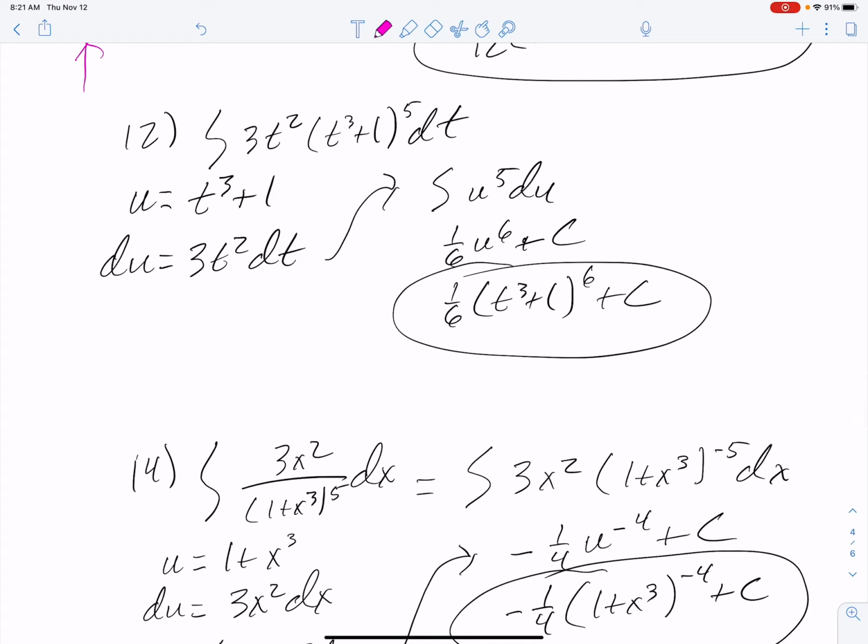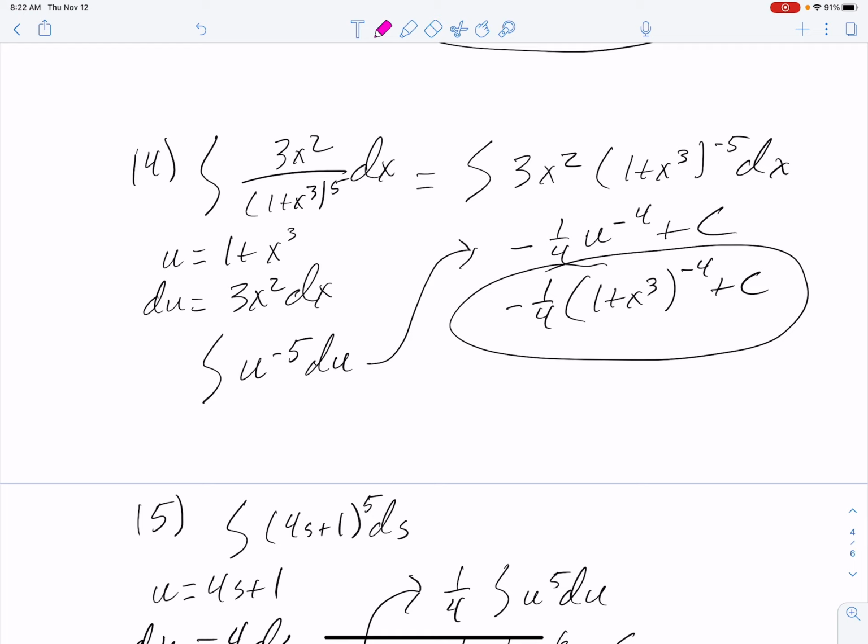12, just trying to remind you that you don't always have to do something about the coefficient. We can see we've got a function and a function. We can see we got its derivative, so I pick t cubed plus 1. Now in this case, we do end up with the correct coefficient of 3, so I don't need to multiply or divide by anything. I can just go ahead and rewrite my integral, use my anti-power rule, and substitute back in.